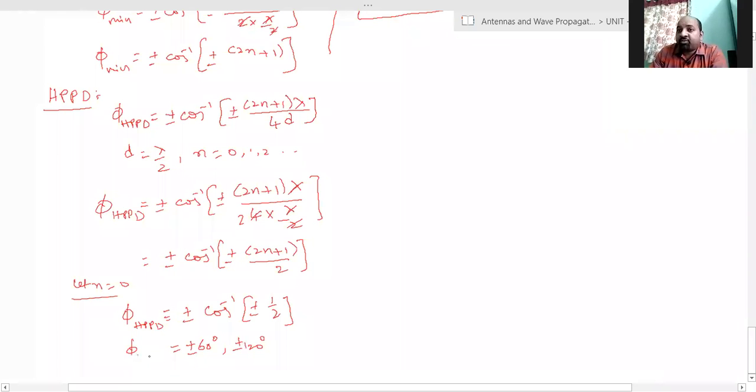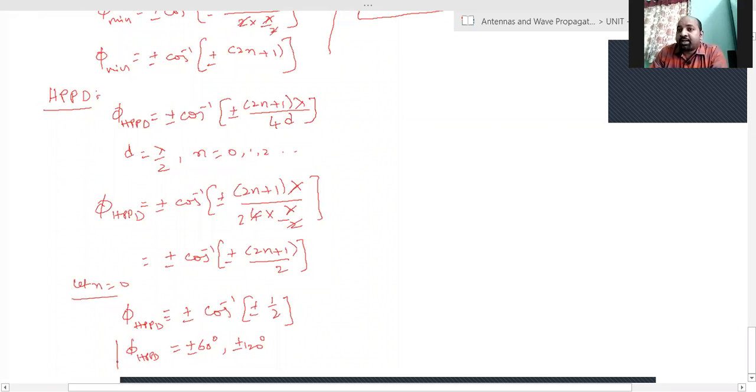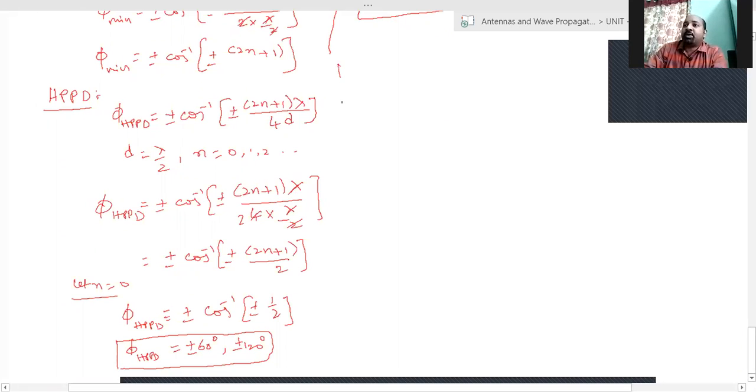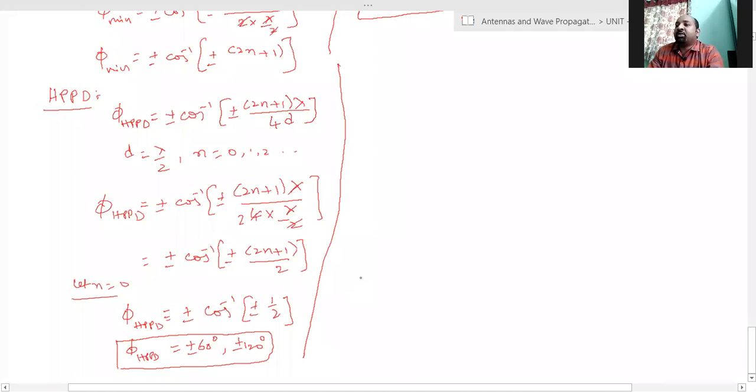Therefore, these are the half power point directions. And now small n is equal to 1. If you substitute small n is equal to 1, you will get cos inverse plus or minus 1.5, which is undefined. So therefore, we have maximum directions, we have minimum directions, and we have half power point directions.